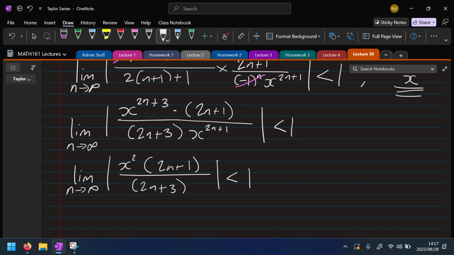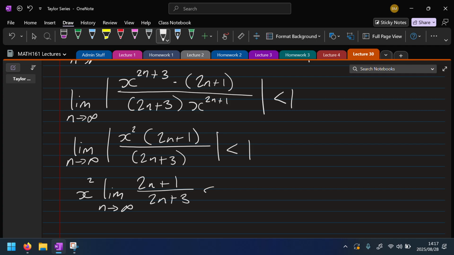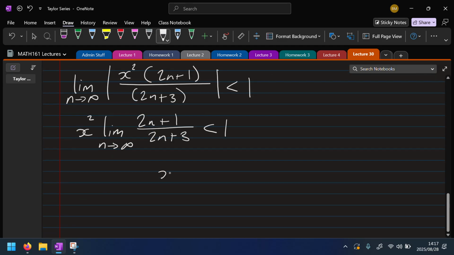Next, the x squared, we can take it out of the limit. Because the limit is with n, so the x we just take out. So that will be x squared times the limit as n goes to infinity. And we can drop the absolute value now. We know everything's positive, or you can keep it there. That's up to you. So we have 2n plus 1 over 2n plus 3, and we still want this less than 1. Now doing this limit is easy enough. 2n at the top, 2n at the bottom, so that's just 1. So we end up with x squared is less than 1.